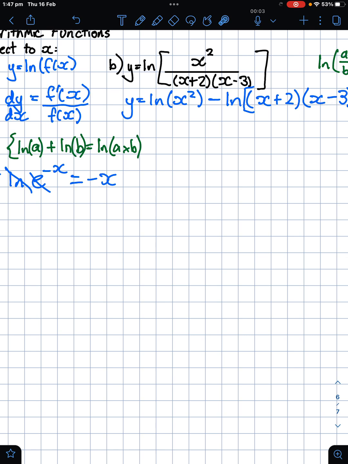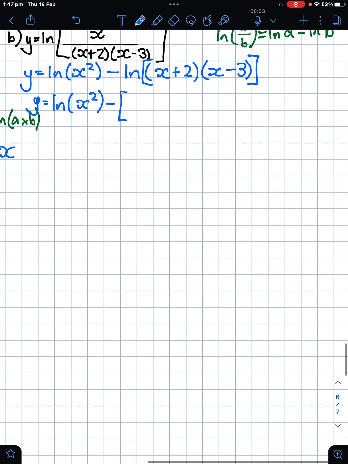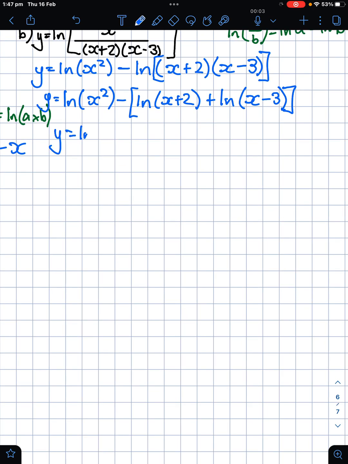Now let's apply our rule from what we did over here. We've got two things multiplied together, so let's simplify it further. So y equals ln x squared minus, and I'm going to put that minus there because this is going to break into multiple terms, ln of x plus 2 plus ln of x take 3. All right, and close that bracket there. Now if I expand that, I've got y equals ln x squared minus ln of x plus 2 minus ln of x minus 3.